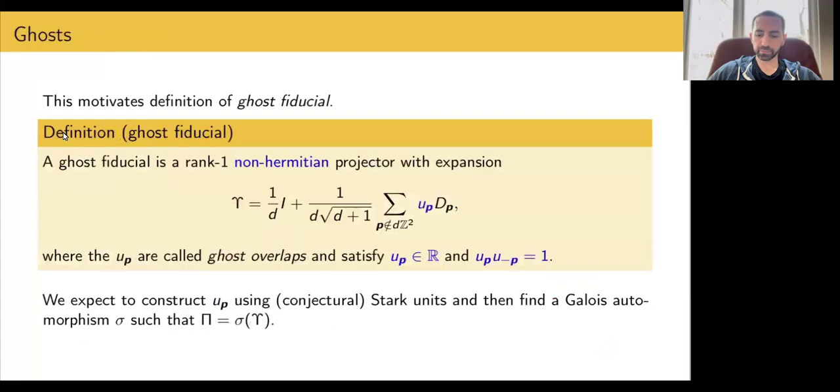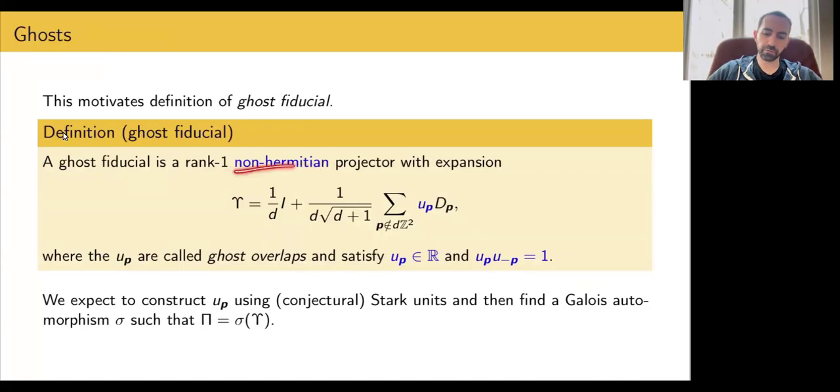Okay, so what's the definition? So we're going to relax the hermiticity condition, but we're going to keep the algebraic constraint that the overlap phases obey. Okay, because that condition will be preserved by Galois conjugation, so we want to keep that. But hermiticity will not be preserved. So I drop the hermiticity constraint.